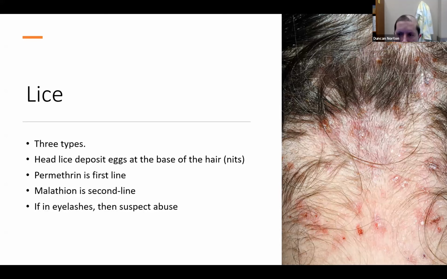If you see lice in an infant or child's eyelashes, this is very alarming. This should set all of your red flags off, because these are lice that are in the pubic area and are typically what we would know as crabs. And so you've got to suspect abuse in these kids. They shouldn't be in the eyelashes or eyebrows. If you see that, get to call Dr. Lamb.